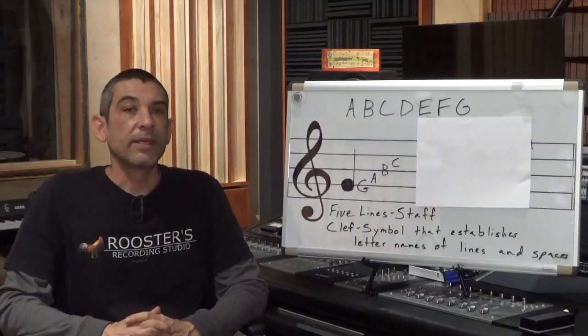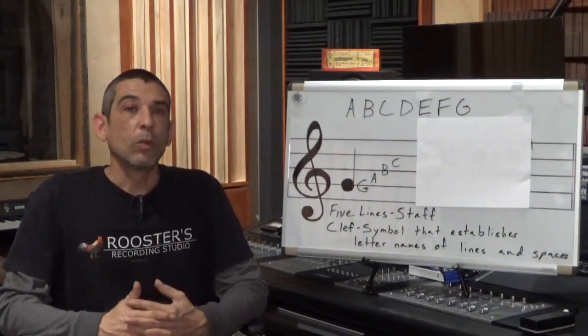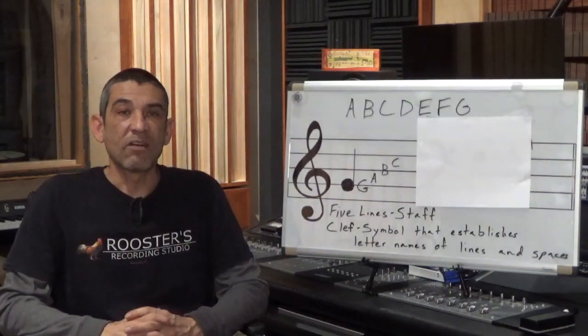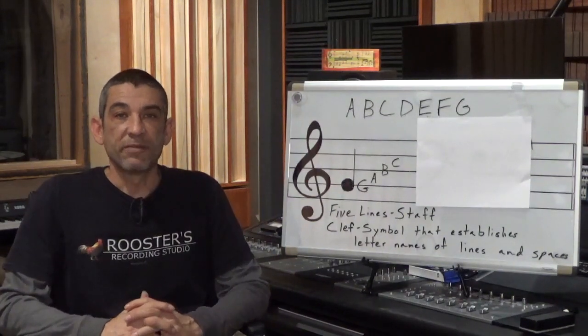Today I'm going to break down the basics of music theory. So, in music we use the first 7 letters of the alphabet to name notes. A, B, C, D, E, F, and G.